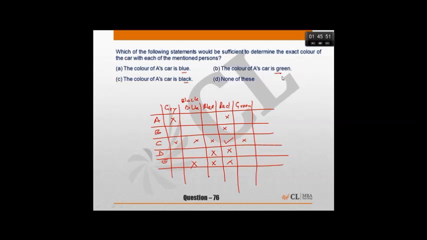Which would be sufficient to determine the exact color? I hope I have the complete data. The options are: A's car is blue, A's car is green, and A's car is black.